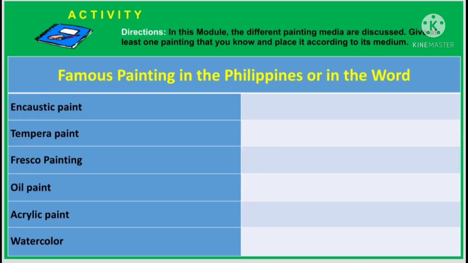Now, in your activity in this module, the different painting media are discussed. Give at least one painting that you know and place it according to its medium. Okay? Famous painting in the Philippines or in the world. Example, encaustic paint, tempera paint, fresco painting, oil paint, acrylic paint, and watercolor. Please give at least one example famous painting in the Philippines or in the world.